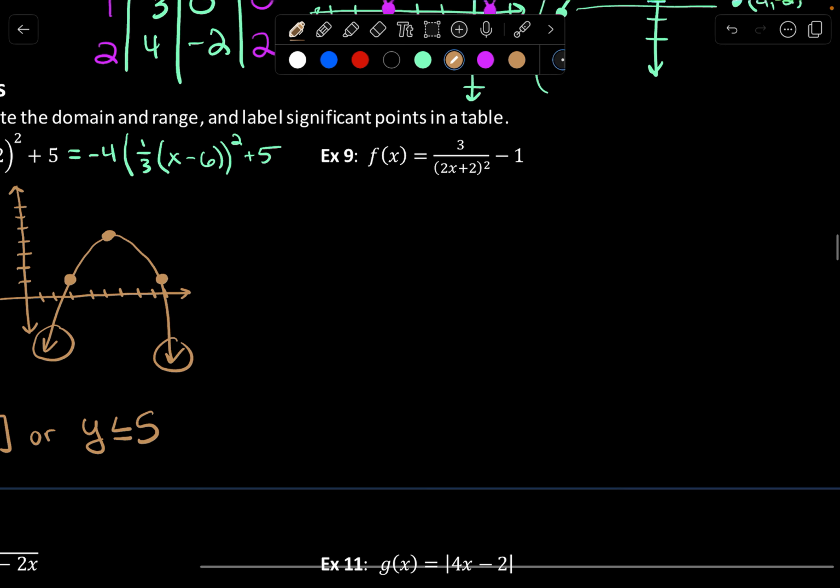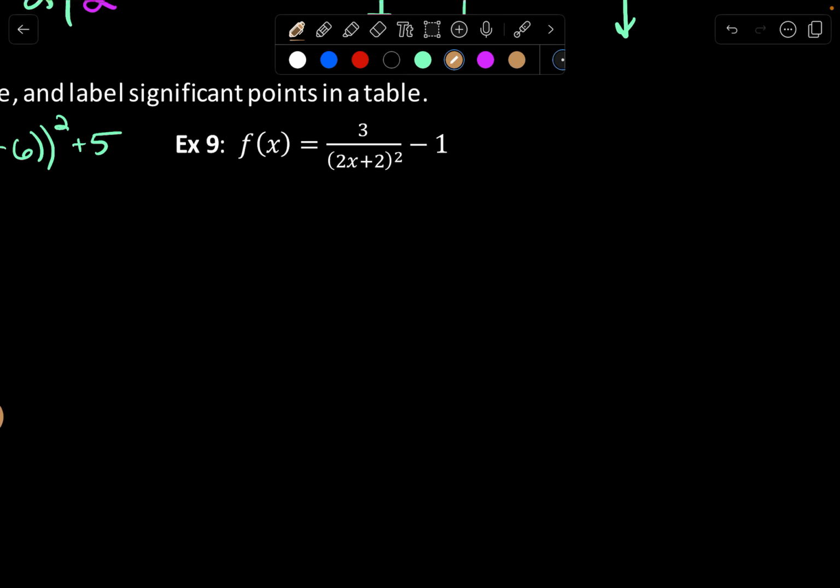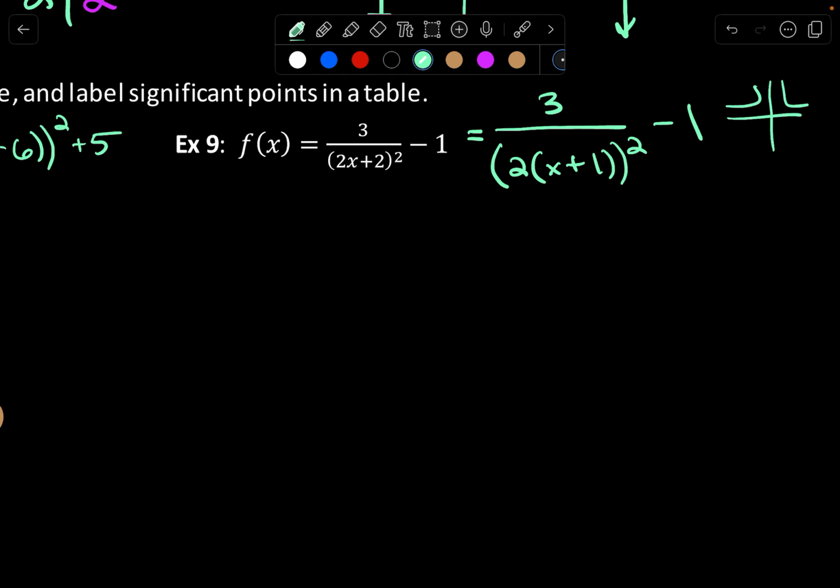All right, moving on to example 9. Again, we need to make sure that the x is isolated, so I'm going to factor out that 2. So we'll have 3 divided by, factor out the 2, x plus, again, I factored out a 2, so I'm going to multiply with the reciprocal, which is going to be 1/2. So 2 times 1/2 is going to give us 1. And then I'll complete that, and then subtract 1. Our parent function is going to be 1 over x squared, and that looks like this.